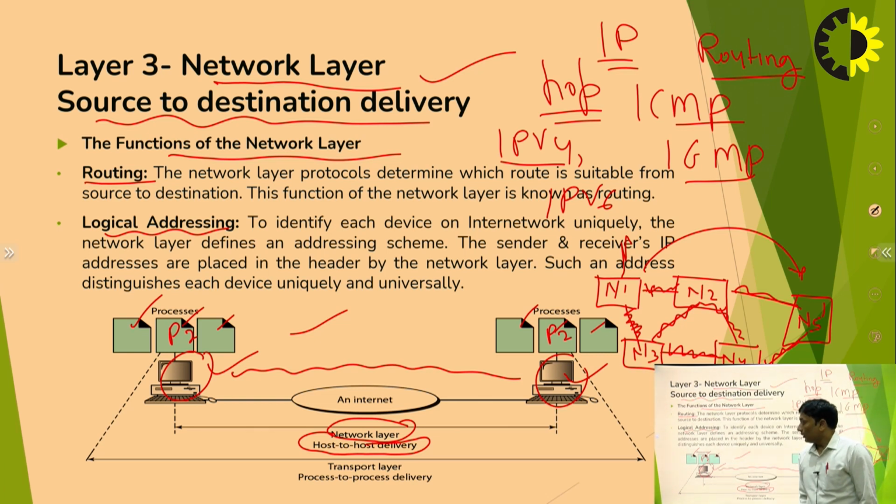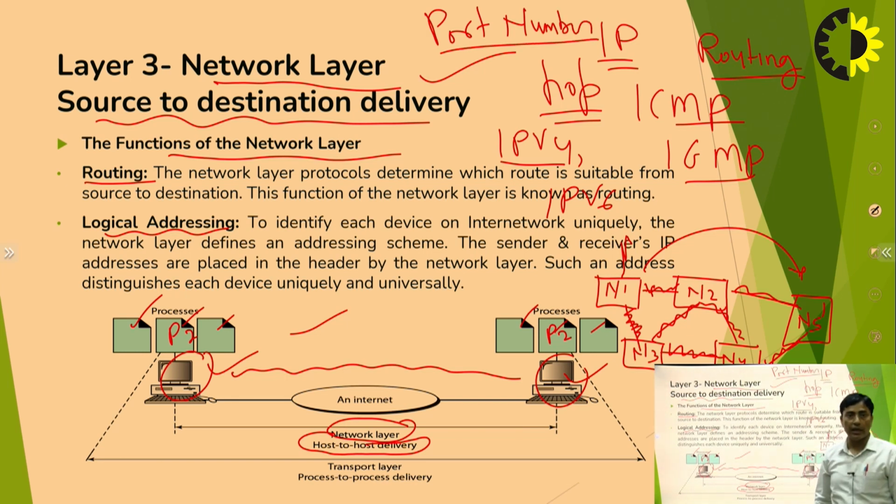These different processes or services running on the same system are defined by the port number. Just like IP addresses define the unique address of each and every system, similarly the port number defines the different services that may run on the same system.